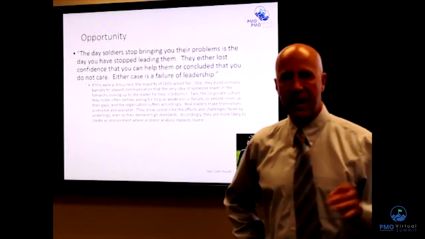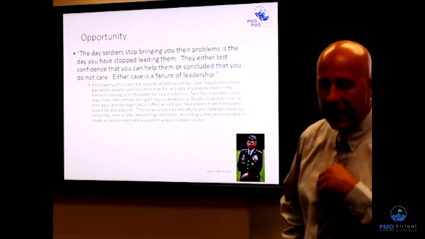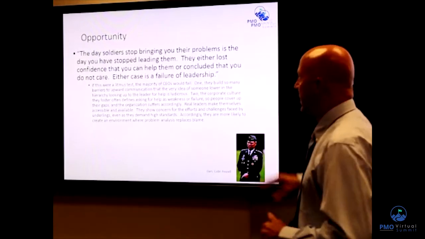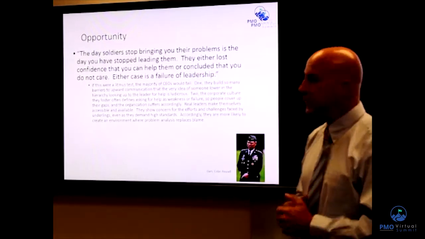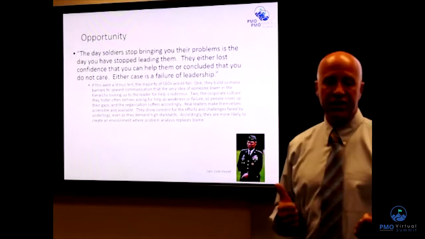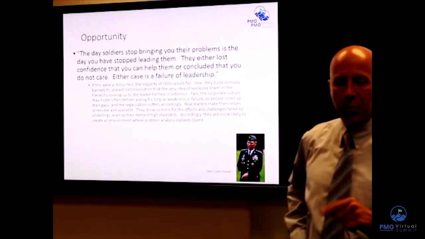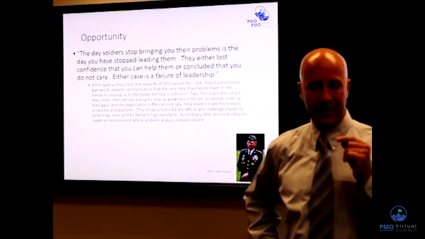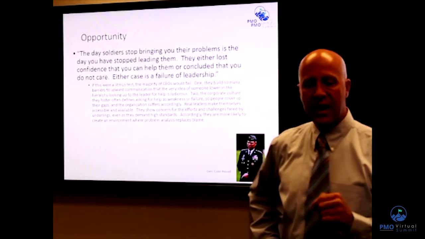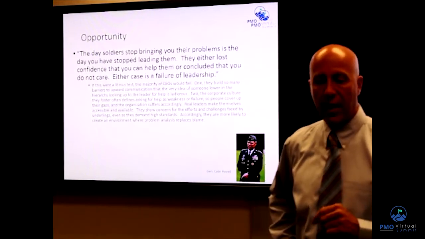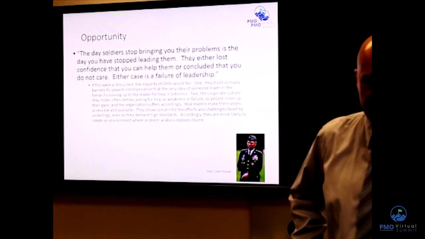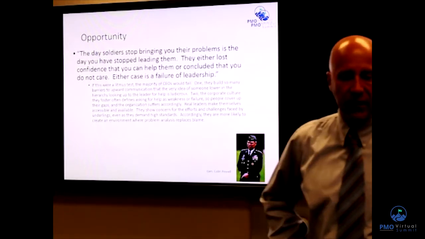Colin Powell was one of my mentors and a great hero to me. So he said this: the day soldiers stop bringing you their problems is the day that you have stopped leading them. They either lost confidence that you can help them or have concluded that you do not care. Either case is a failure of leadership.